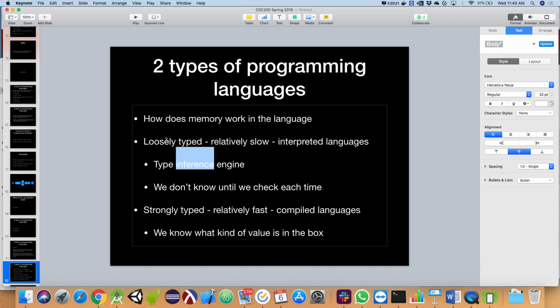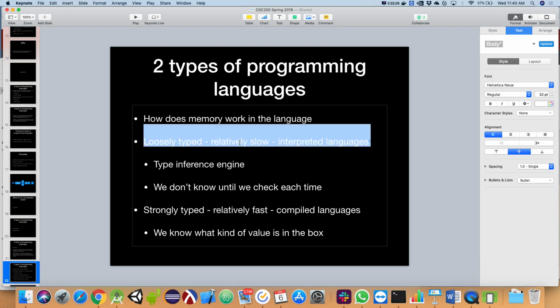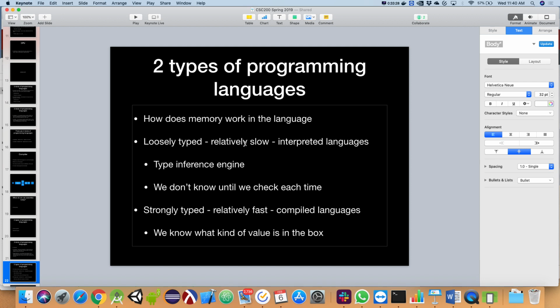All right, so loosely typed languages happen to be interpreted languages. These guys are relatively slow. Don't view that as being a bad thing. It's just a thing. All right. Strongly typed languages tend to be compiled languages. These guys are relatively fast. Again, don't necessarily view that as being a very good thing. It's just a thing. All right. At the end of the day, you're going to use the right tool for the job, and most of the time our computers are fast enough where we're not going to know the difference anyways. Okay?